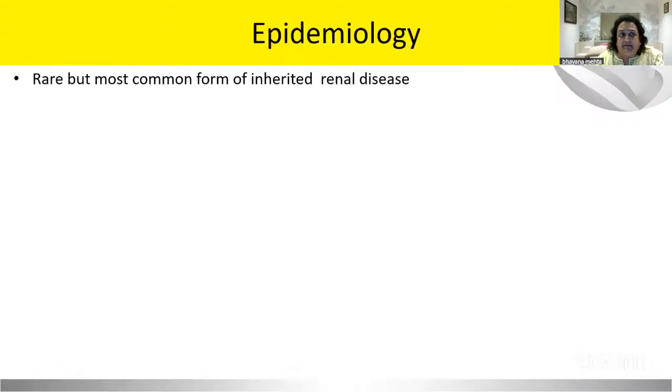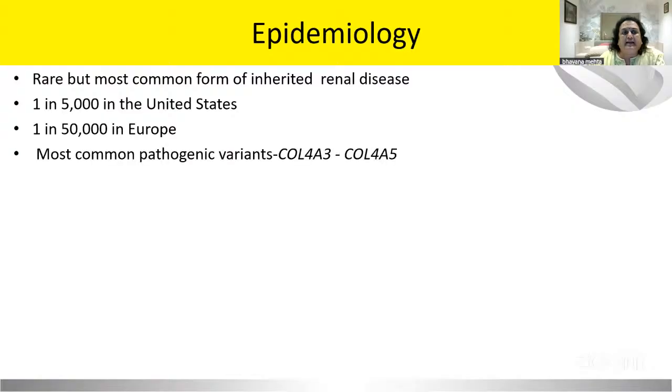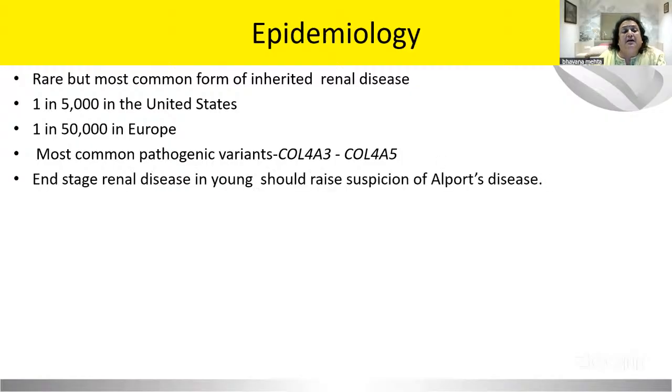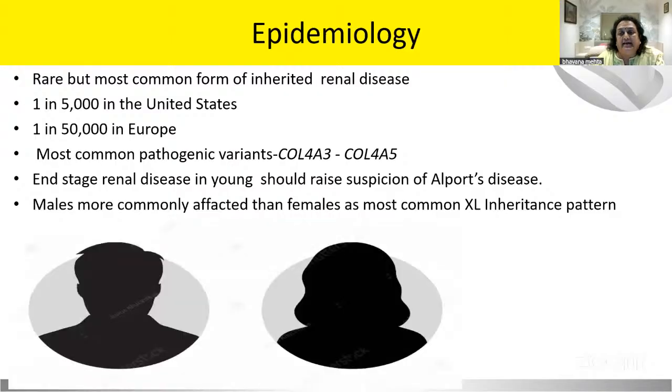Alport syndrome is rare but the most common form of inherited renal disease. It is seen in 1 in 5,000 in the United States, and 1 in 50,000 in Europe and India. The most common pathogenic variants are COL4A3 and COL4A5. End-stage renal disease in the young should raise the suspicion of Alport's disease. Males are more commonly affected than females, as X-linked inheritance is the most common mode of transmission.